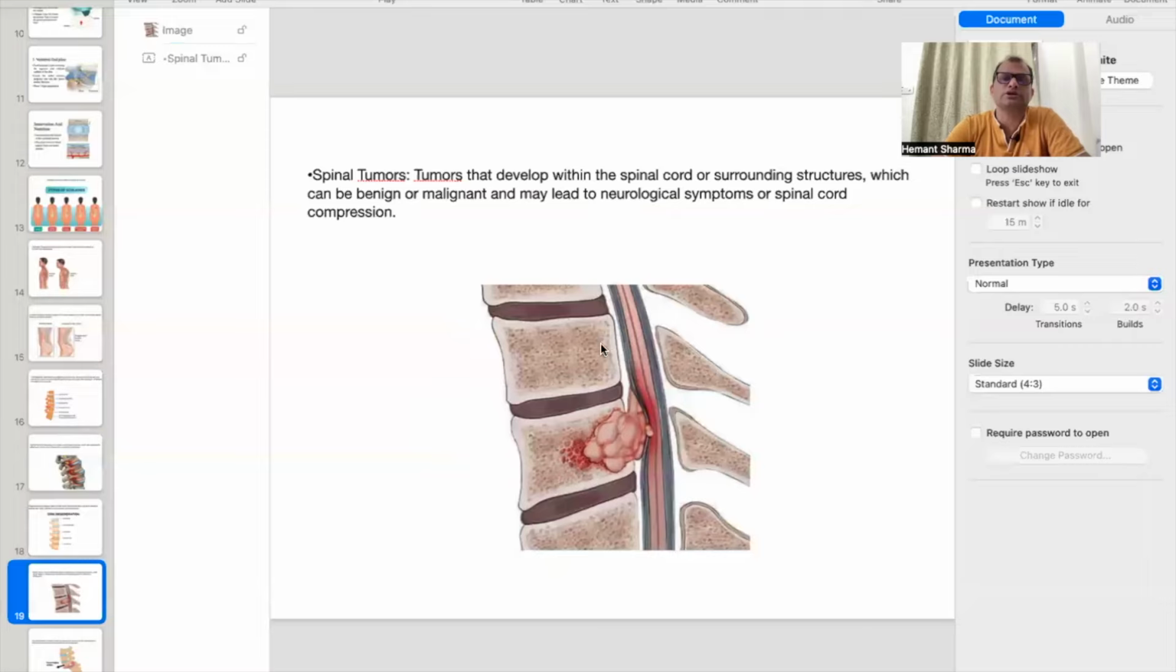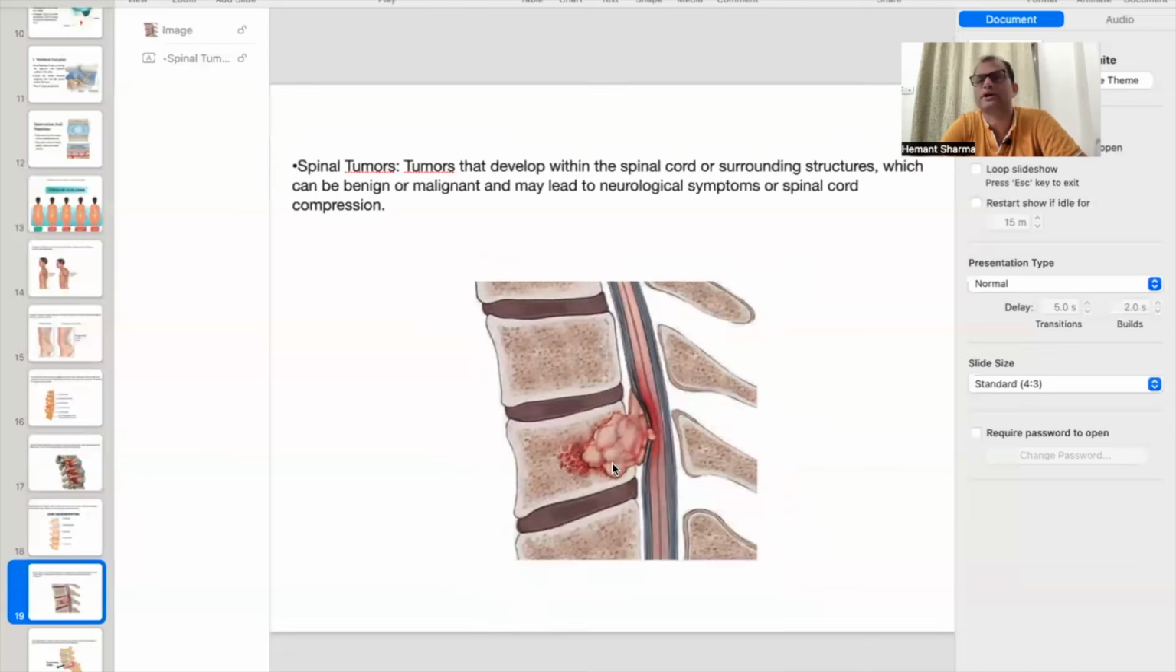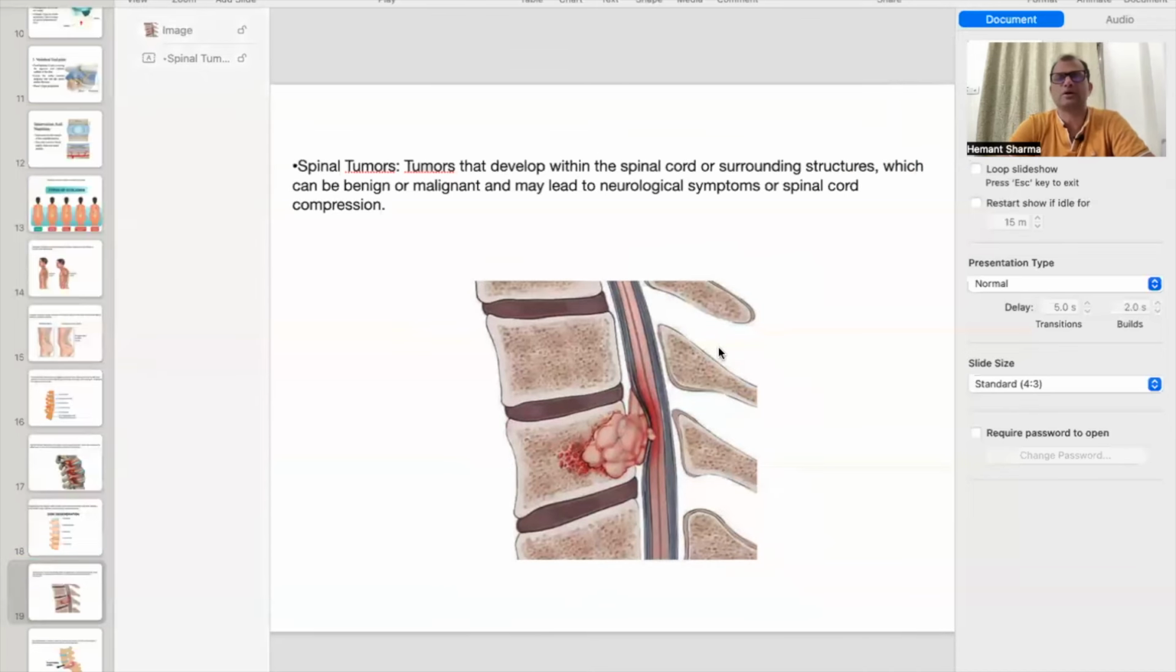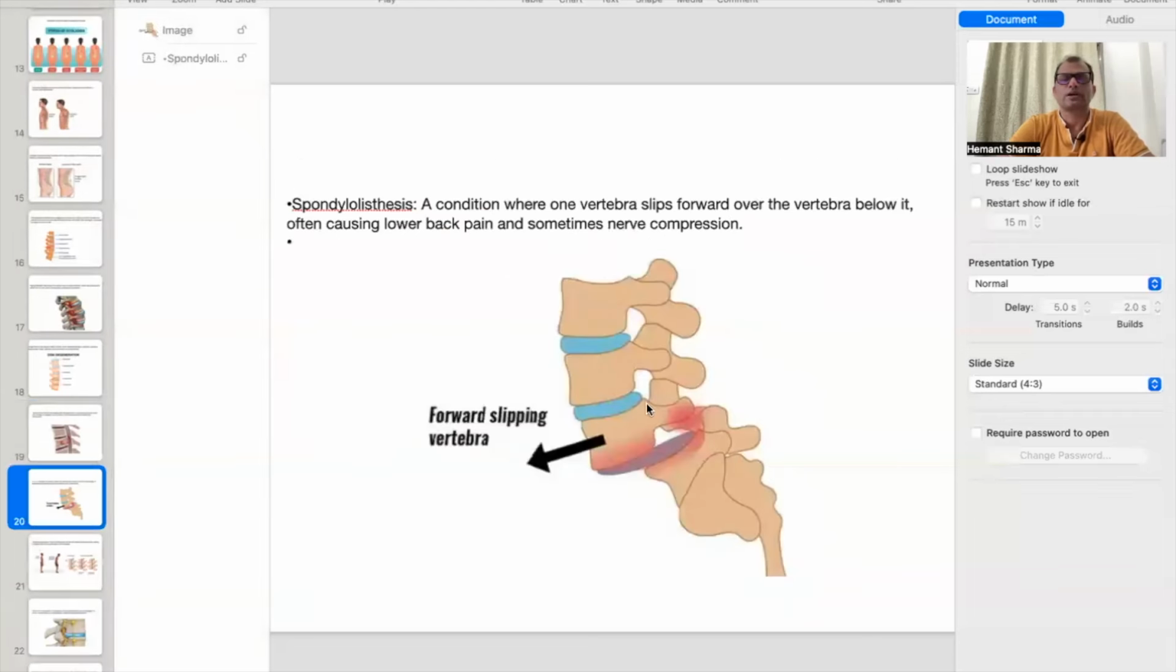So now we can see in this image, there is a tumor. Sometimes many people are suffering with a tumor. कई लोगों को स्पाइनल कॉर्ड का ट्यूमर, स्पाइनल कॉर्ड की टीबी भी हो रही है आजकल. It's also very common, the TB of the spinal cord and the tumor of the spinal cord. Now we can see this is a very dangerous condition.